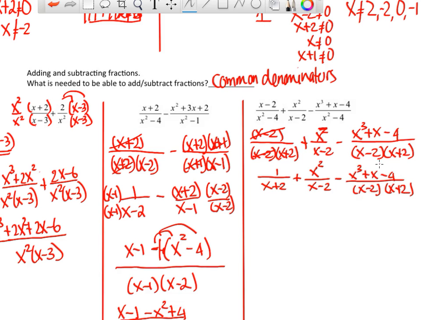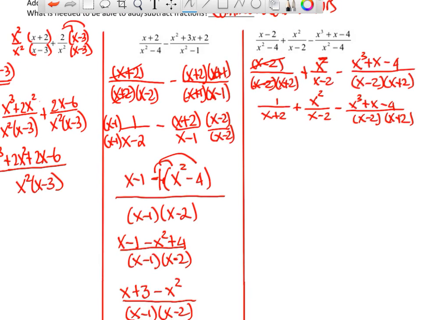Okay, common denominator. So the common denominator here, I need an x minus 2 and an x plus 2. Well, this one has an x plus 2, so I just need this one. I need the x minus 2 over here. So I'm going to do x minus 2 times 1 plus. Here I have an x minus 2. Well, that's great. But I also need an x plus 2. So I need to multiply by x plus 2 in the top. So I can just do this.